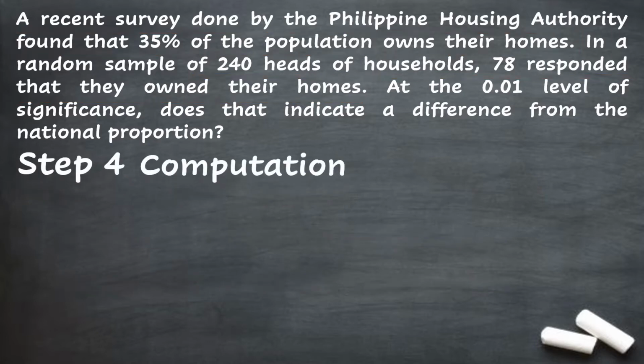Step 4 is the computation. We must identify the given values first before we can solve. The sample proportion in this problem will be based on the second sentence. We have 240 heads of household and 78 responded that they own their homes. So our X will be 78 and the total number of samples is 240. So for the sample proportion, we have 78 over 240.